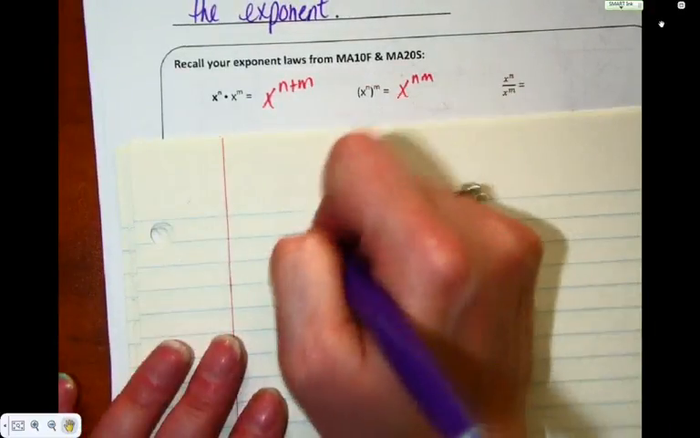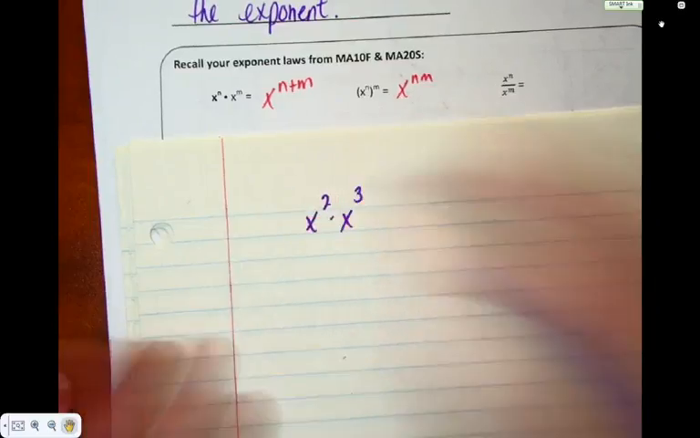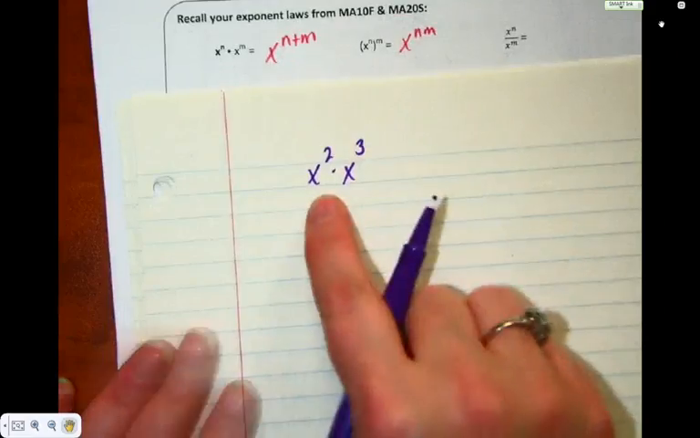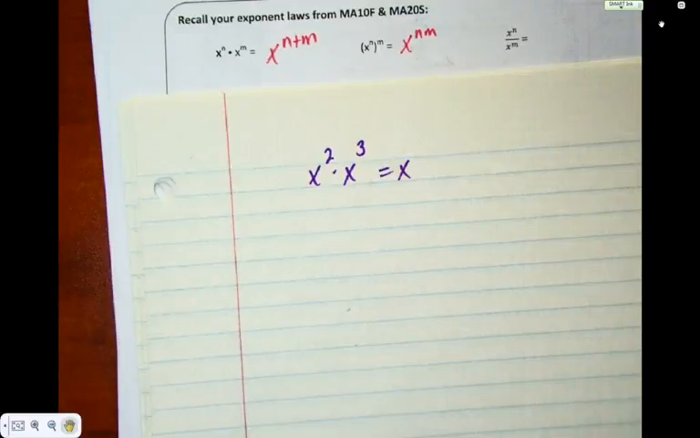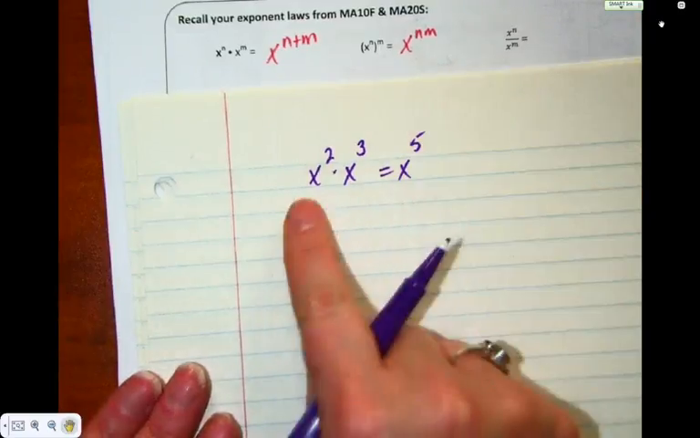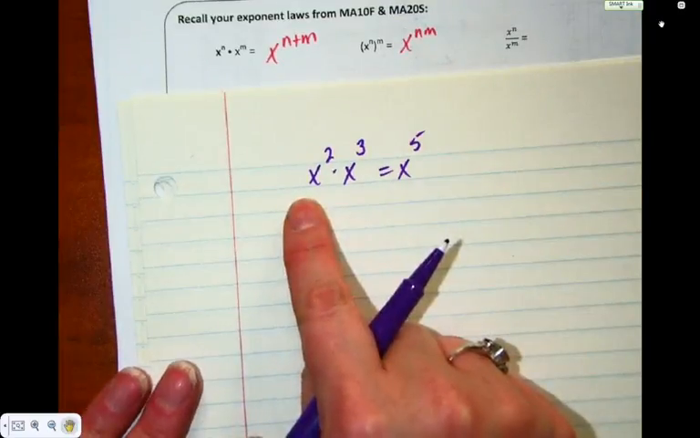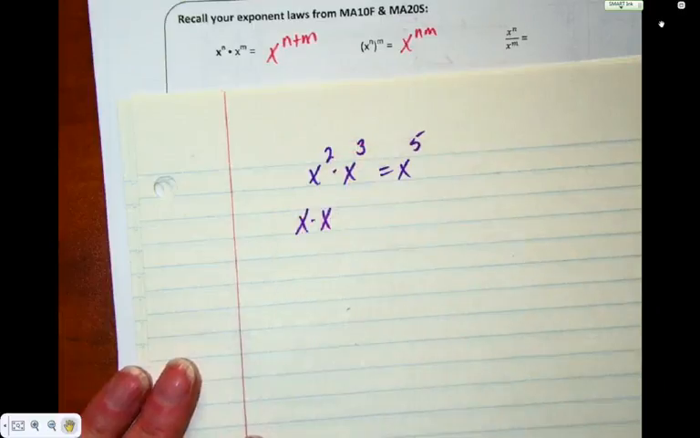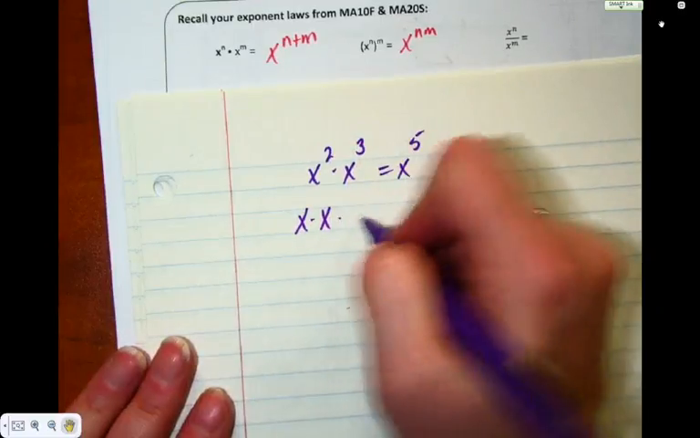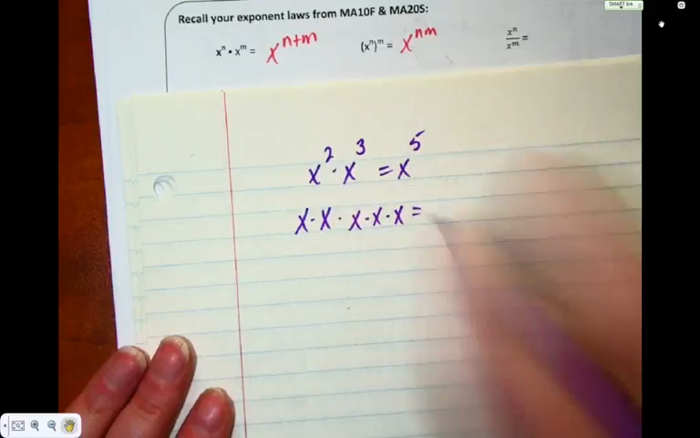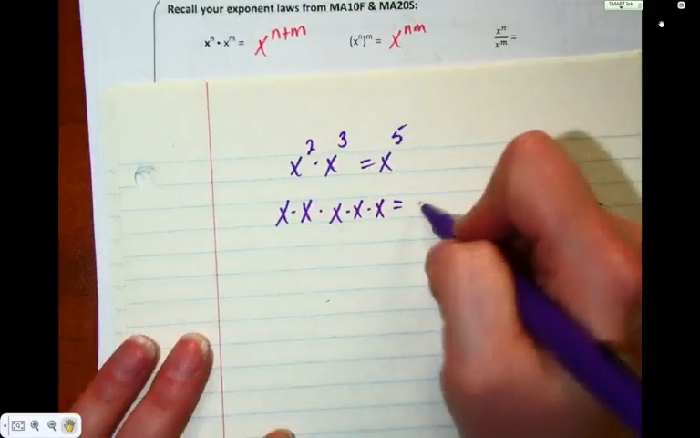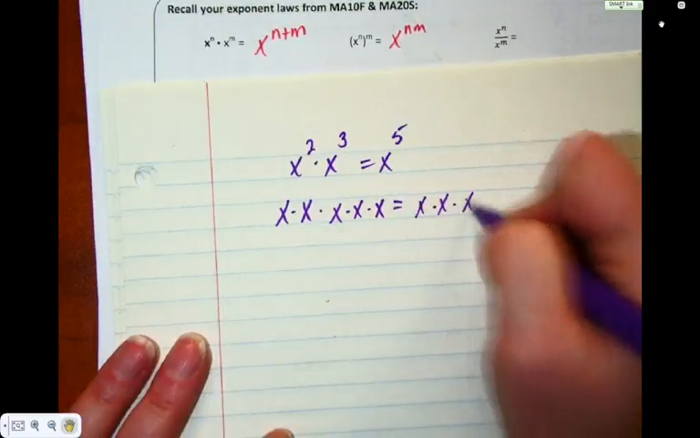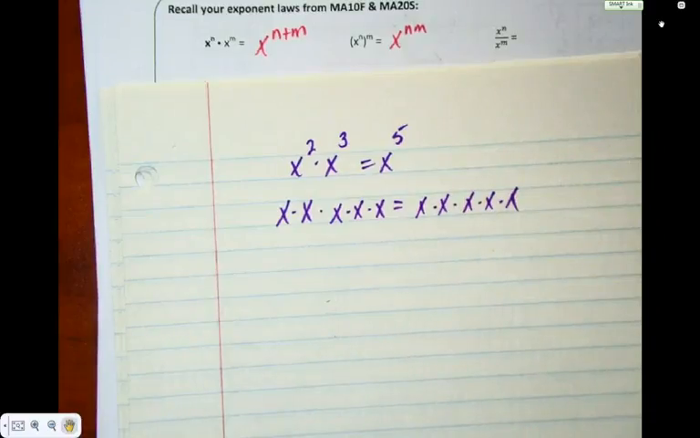And just because I have a feeling no one ever showed you why these laws are what they are in grade 9, let's just talk about why this is. So let's do x to the 2 times x to the 3, for example. So we know from the law that's going to be x to the 5. Let's talk about why. Well, what does x squared mean? x times x. And what does x cubed mean? And what does x to the 5 mean? Do you see why those are the same?